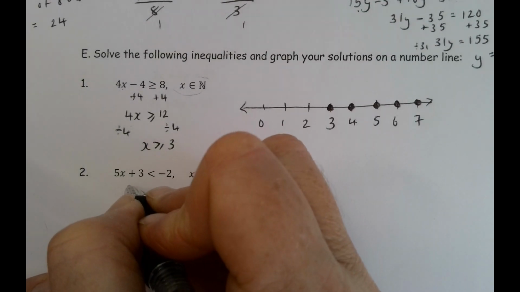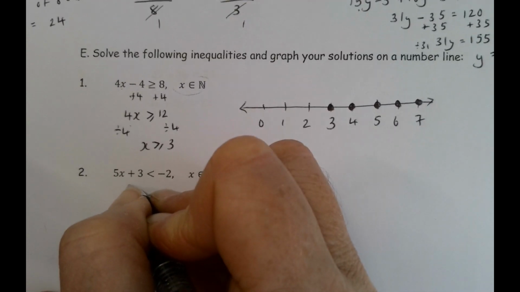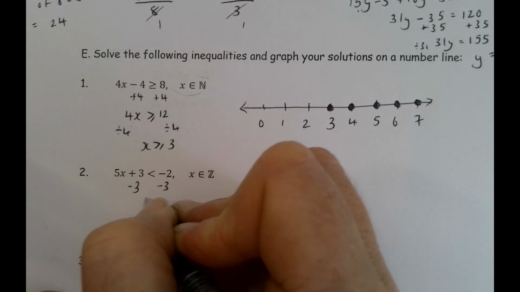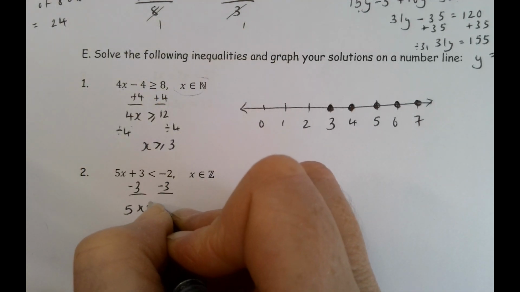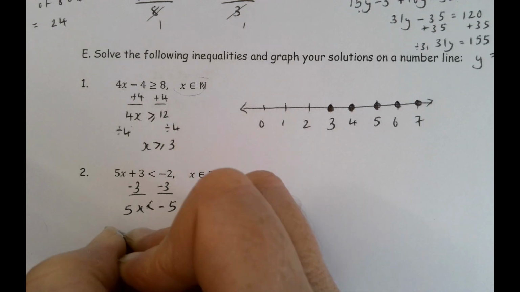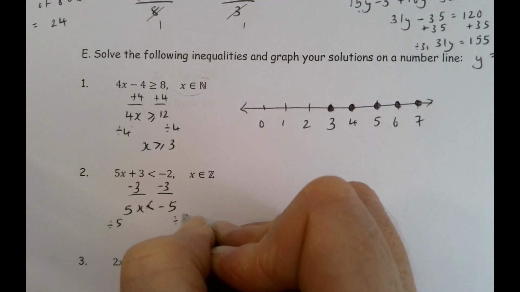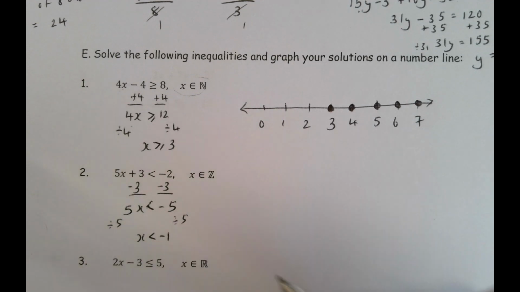Okay, let's try the next one. 5x + 3 is less than −2. Subtract 3, subtract 3. 5x is less than −5. Divide by 5, divide by 5. x is less than −1.